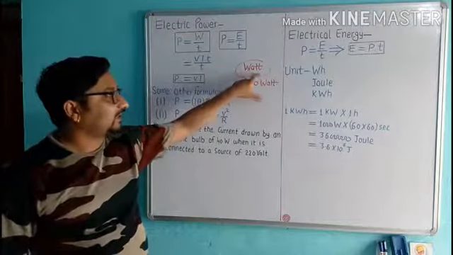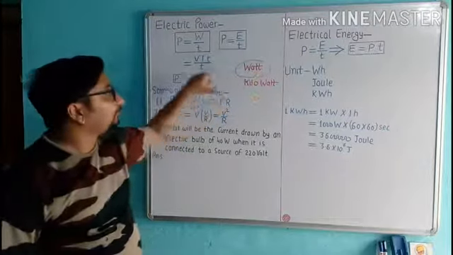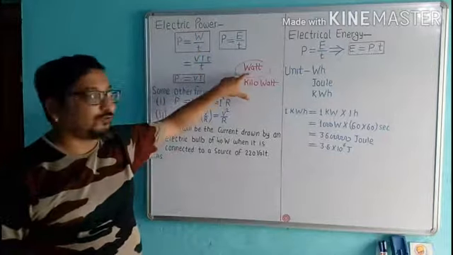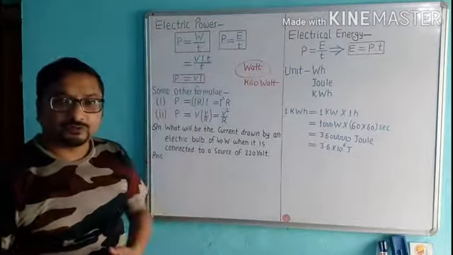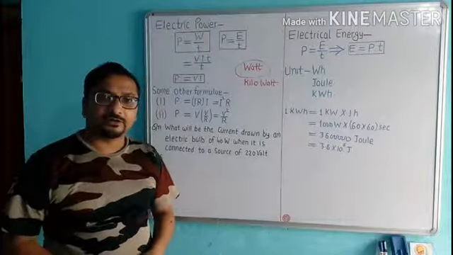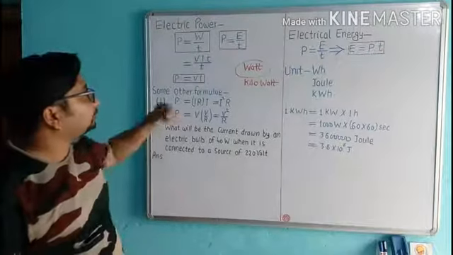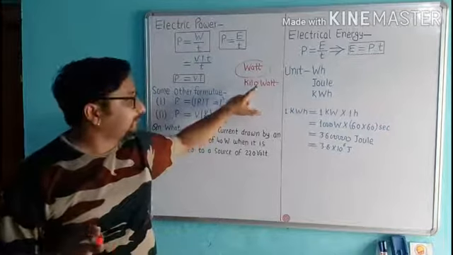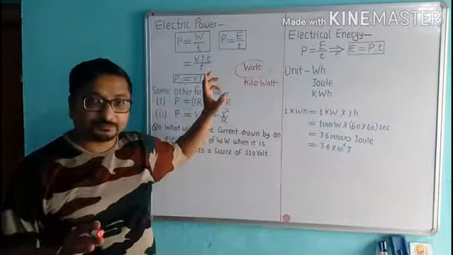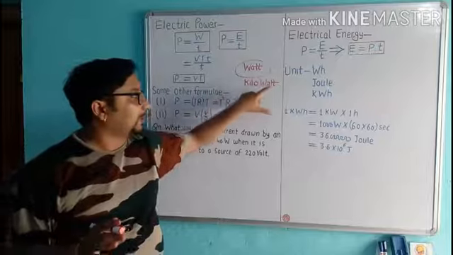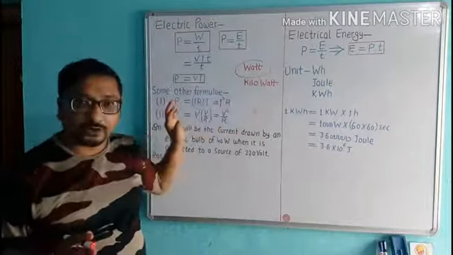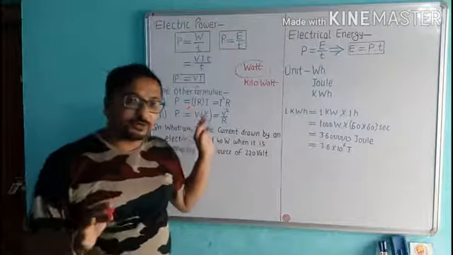In SI, its unit will be watt. So 1 joule work per second means 1 watt power. For commercial purpose, we use its bigger unit, kilowatt, where 1 kilowatt means 1000 watt.